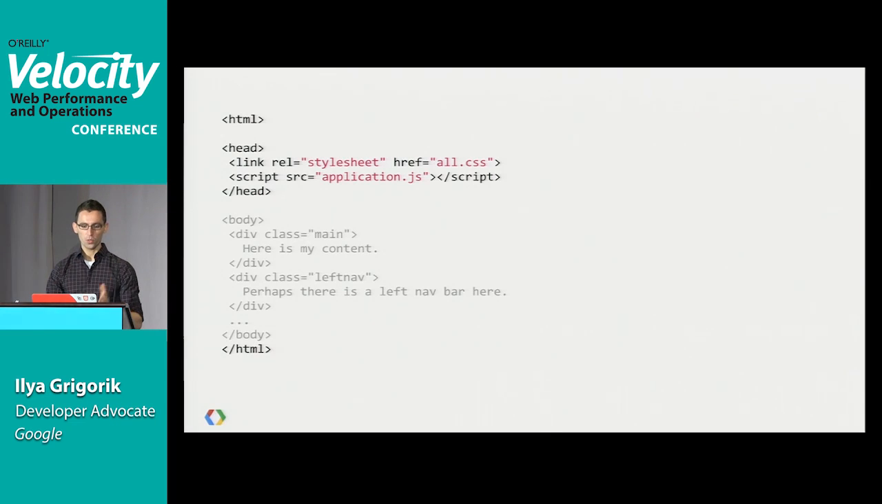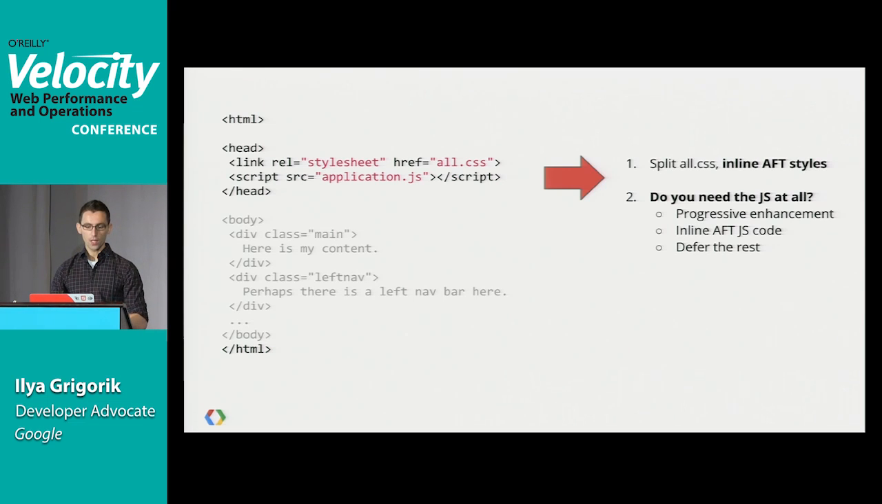So let's look at a very simple example, right? This is your very simple mobile application, which is, hey, I need a style sheet and I need a JavaScript file in my app. What we're saying here is, first of all, it doesn't really make sense to have all the CSS. What we want is the above the fold or critical CSS that gets us the first paint, and then you can load the rest afterwards. And similarly for the JavaScript, can you defer that? Because this script right here will block all rendering, right?